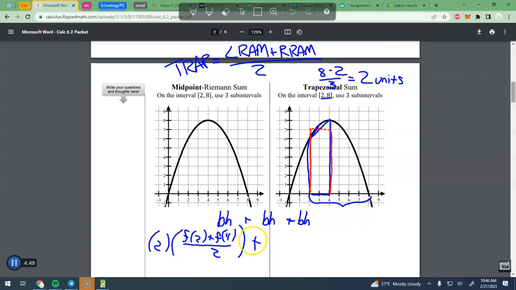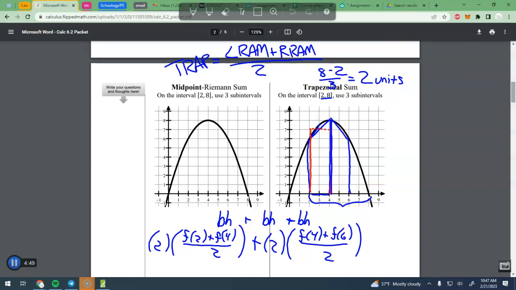So my next one, the base would be 2. And I would multiply by the average of what, for the height? f of 4 and f of 6. So you want the left-hand side and the right-hand side. So the left-hand side's f of 4, the right-hand side's f of 6. Get the average of those. And then that's the height that we'll use. So that would be something like that.